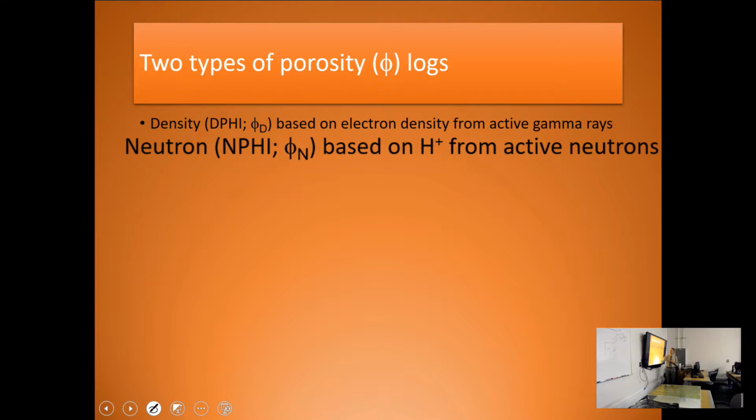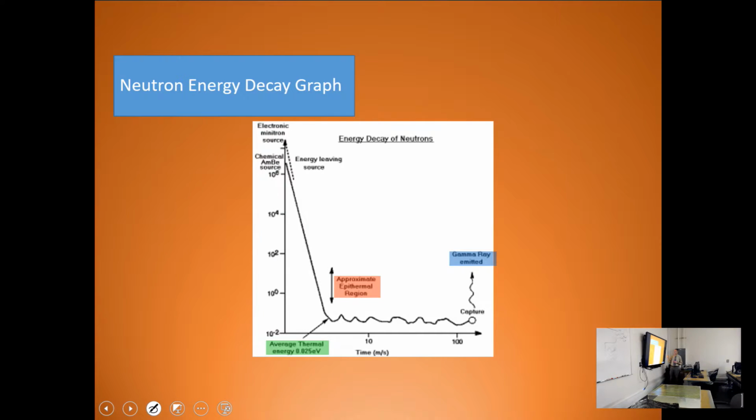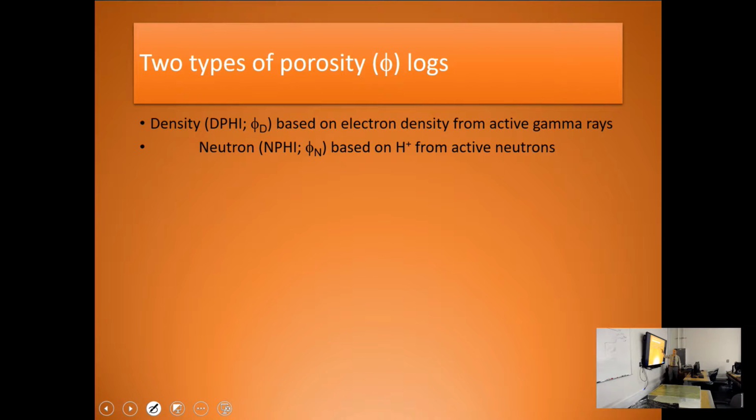Okay. The other type of tool is neutron porosity. Instead of thinking about gamma rays and electrons, we're thinking about hydrogen. So hydrogen ions are now going to replace electrons as what we're trying to measure, and neutrons are going to replace gamma rays as our active source. Make sense? Okay, so electron density is going to be replaced by hydrogen, and gamma rays are going to be replaced by neutrons.